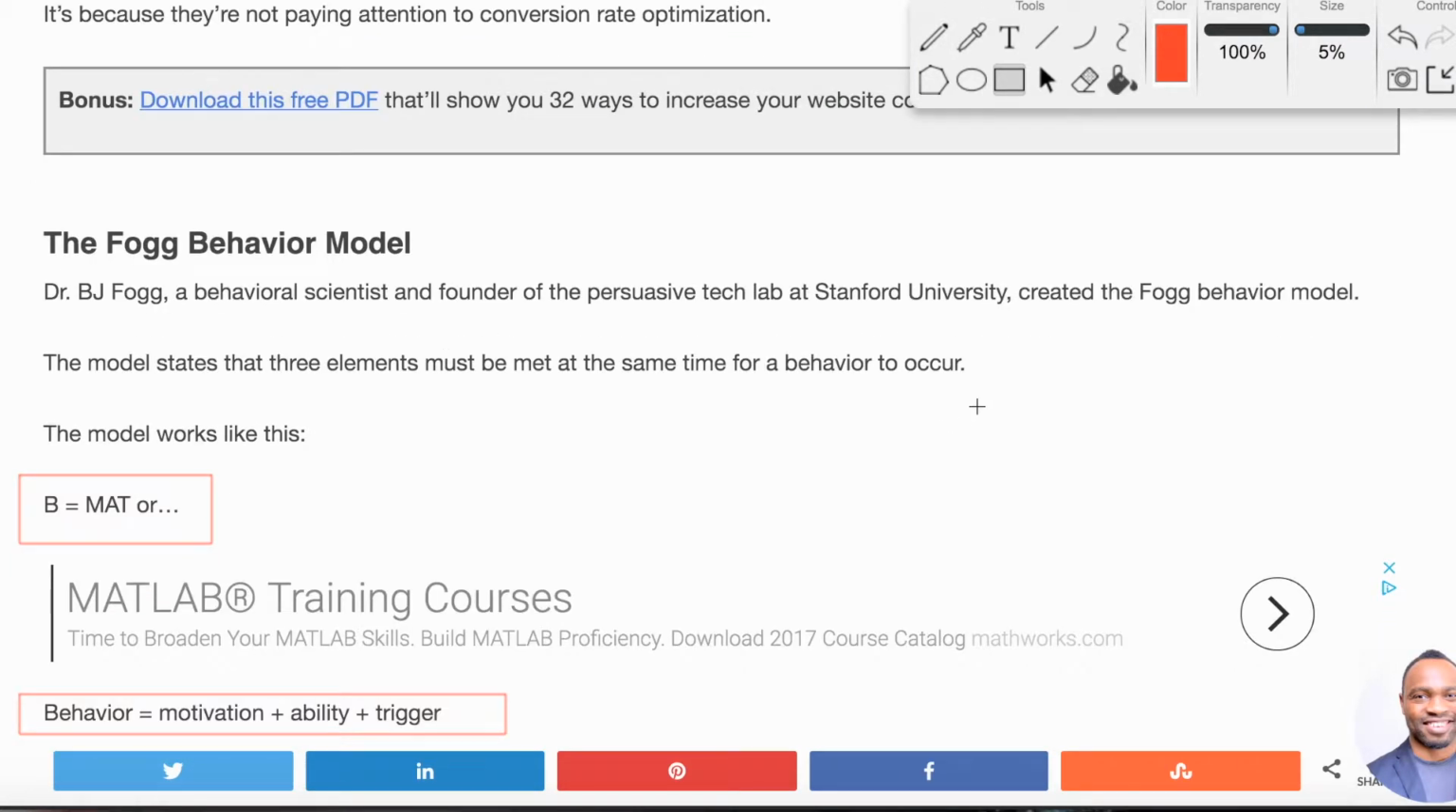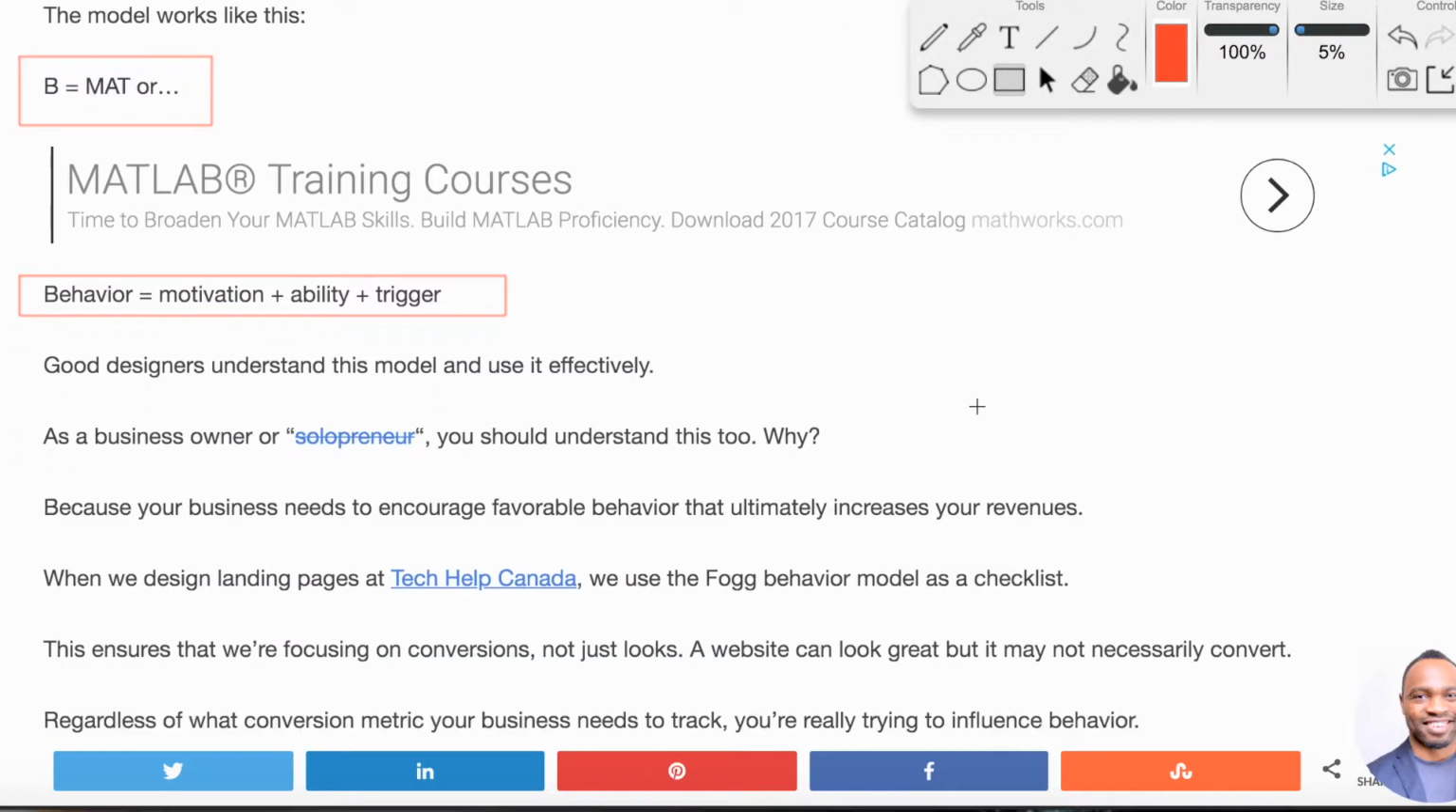The Fogg Behavior Model was created by Dr. B.J. Fogg. He's a behavioral scientist, and he's also the founder of the Persuasive Tech Lab at Stanford University. The Fogg Behavior Model states that the formula is B equals MAT, M-A-T. So behavior equals motivation plus ability plus trigger. What he is saying here is that you must have the motivation, the ability, and the trigger before any behavior will occur, right? Will happen, right?